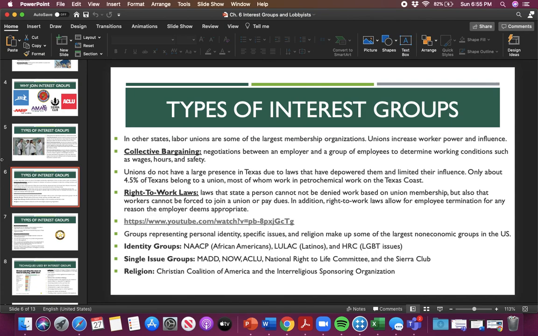One of the biggest blows to unions in Texas was what we call right to work laws. Right to work laws essentially state that union membership cannot be required to work. So if you go to some other states, if you want to work in, say, auto manufacturing, like you want to work for Chevy or Ford or whoever building cars, you have to join a union. Texas has laws that say that anybody can work in any profession without having to join a union.